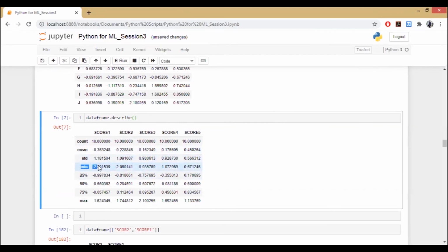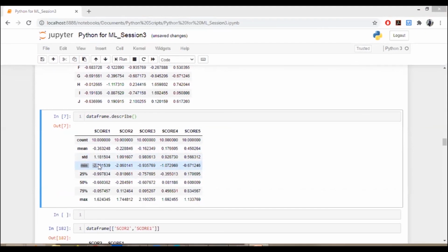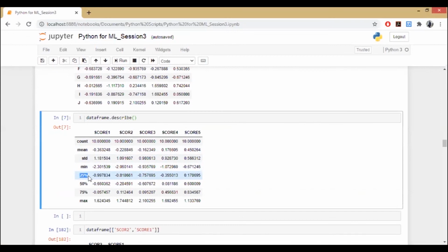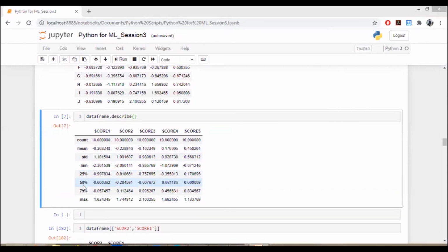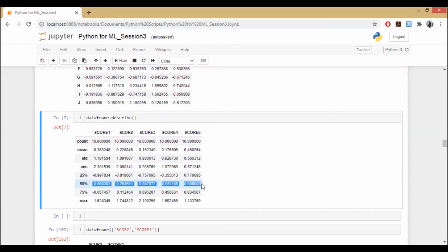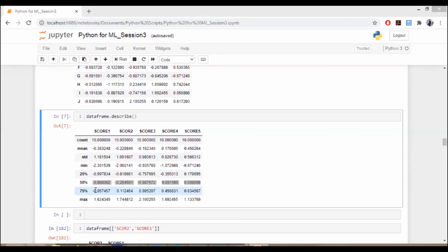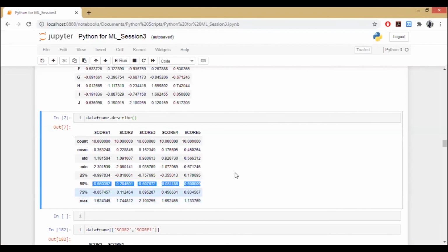minimum value, which is nothing but x smallest. It has given me the 25th percentile value, which is nothing but the first quartile, Q1. So these are the 25th percentile or Q1 values for each column. 50%, it has given me the median, that means Q2. 50% of the data falls within the median. This is the Q2 values. 75% is nothing but my third quartile, and the maximum value, which is nothing but my x largest, is here.